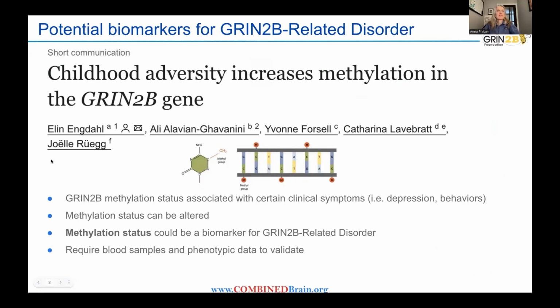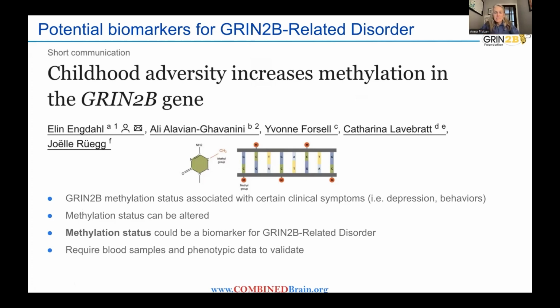So the title of the paper is Childhood Adversity Increases Methylation in the GRIN2B Gene. Now, we're not studying childhood adversity in the context of today's webinar, but the interesting thing from this paper is that GRIN2B methylation status was associated with certain clinical symptoms. So the very first thing here is, what is methylation?